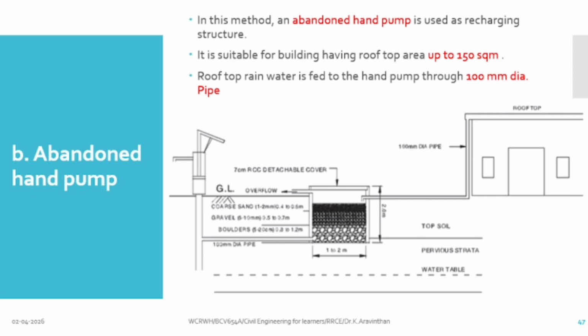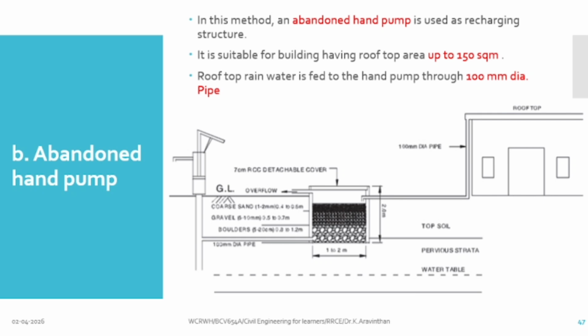If you are living in an area up to 150 square meter, larger than this, then you can use an abandoned well as well. Can you see a hand pump here? Wherever you have a hand pump, you can collect the water and send it to the hand pump. By using a 100 mm dia pipe, if you are collecting here, directly this hand pump will get water immediately. You can take the water and you can consume. This is the way the rooftop can be fed into a hand pump.